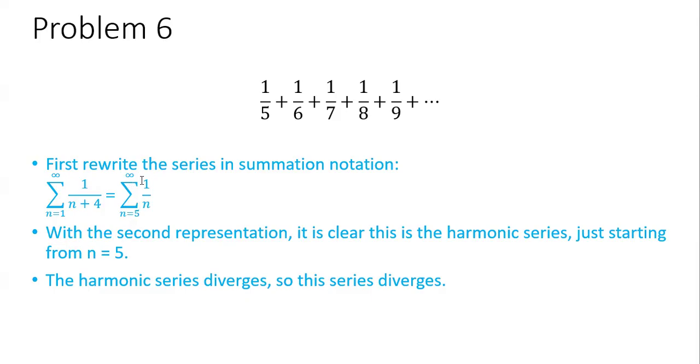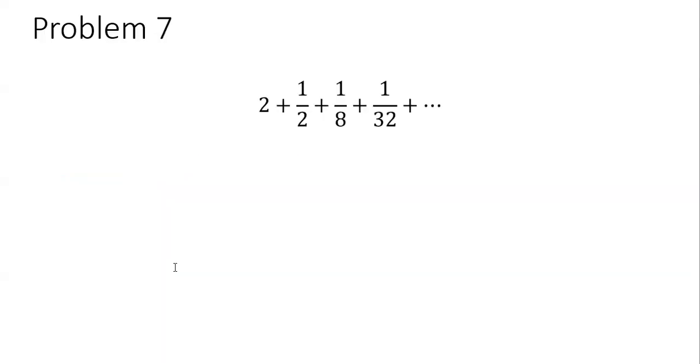This hopefully looks very familiar. It's the harmonic series, right? Or a p series, p equals 1. With this representation, since we know the harmonic series diverges, this series must diverge as well. It is the harmonic series. It just starts from n equals 5 instead of n equals 1. I should say that. Okay. This is similar. Does this guy converge or diverge?